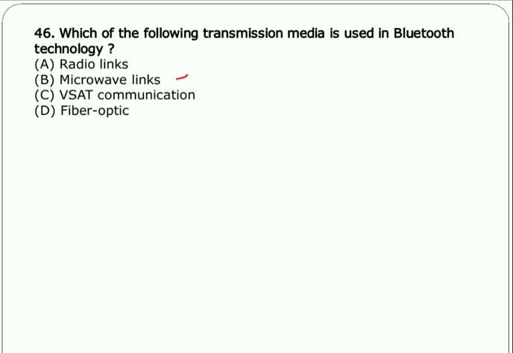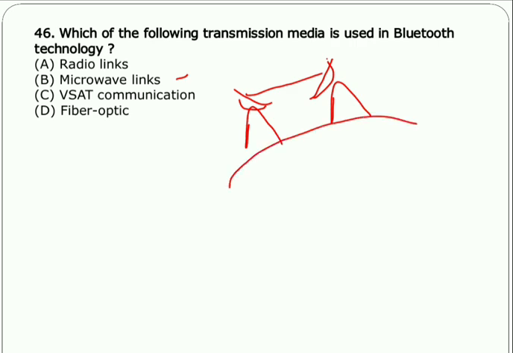Here, microwave link. It is a communication system that uses a beam of radio waves in the microwave frequency range to transmit information between two fixed locations on the earth. Suppose there are two fixed locations here with antennas. If these two fixed locations want to transmit to each other, then they use microwave. Next, VSAT communication. VSAT means very small aperture terminal. It is a satellite communication system that serves home and business users. For example, Dish TV, Tata Sky. These are all examples of satellite communications, right?